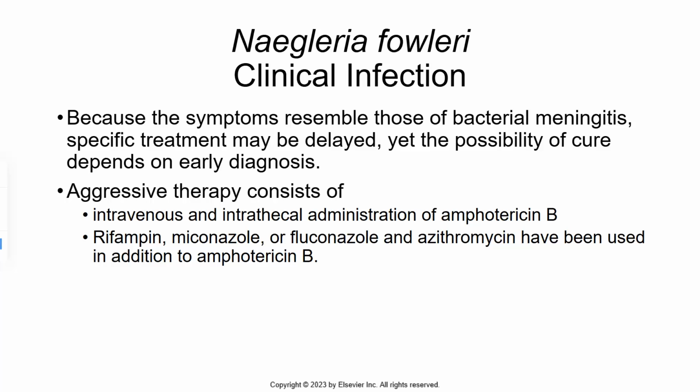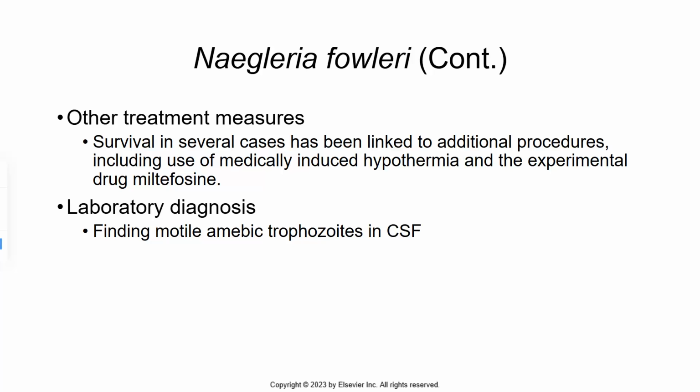Aggressive therapy consists of intravenous and intrathecal administration of amphotericin B. Rifampin, miconazole, fluconazole, and azithromycin have been used in addition to amphotericin B. Other treatment measures: survival in several cases has been linked to additional procedures, including use of medically induced hypothermia and the experimental drug miltefosine.